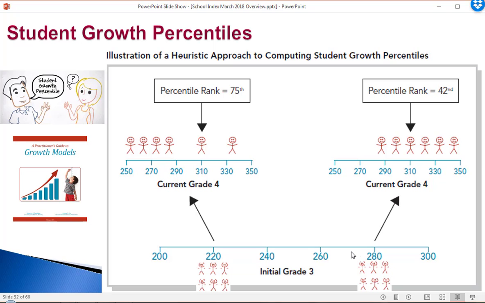Likewise, we can look at another group of students that started at a much higher score. They started with a 280 instead of a 220, and they also score in a range, except their range is a bit higher, from about 285 to about 350. But again, there's a student that scored at exactly 310. In this group, that 310, even though it's the same achievement score, has a different percentile rank, because in this case over half of the students actually scored better than a 310. So this student is at the 42nd percentile in terms of student growth percentile.